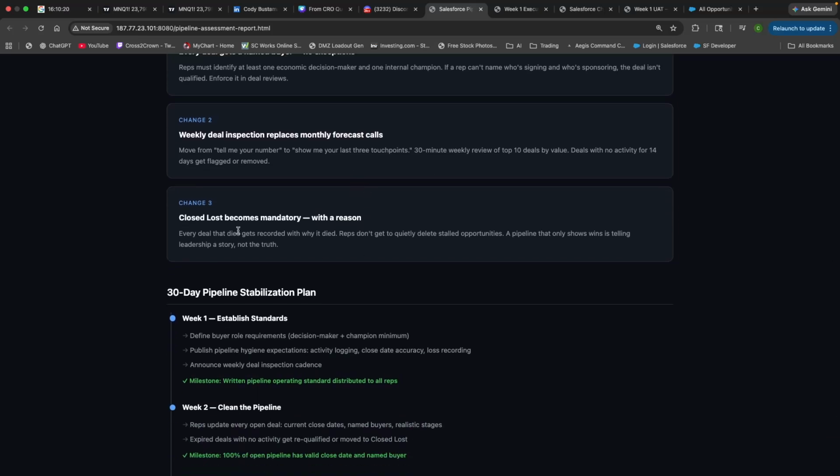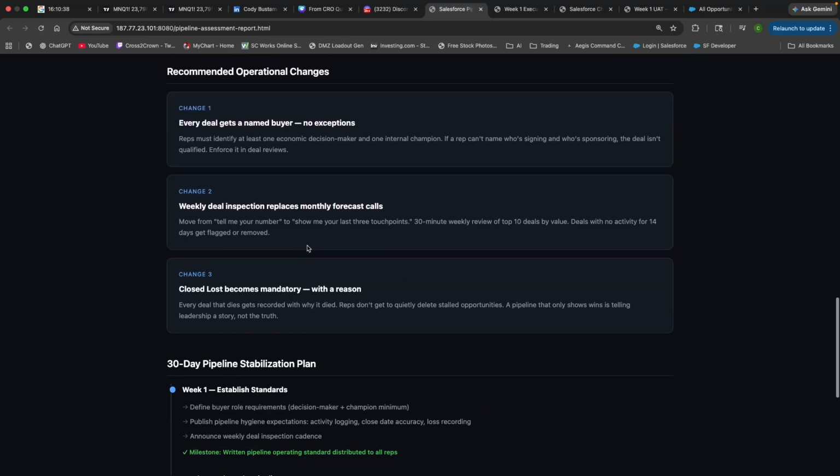Close loss reason becomes mandatory. Close loss becomes mandatory. You can't just let your opportunity sit out there for 74 days because you don't want to destroy your close rate. You have to close the opportunity. Additionally, when the opportunity is close lost, you need to identify a reason.